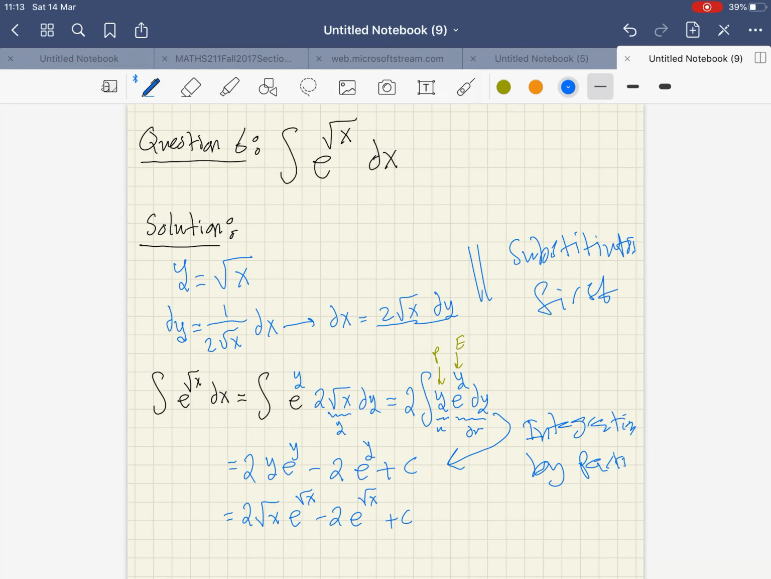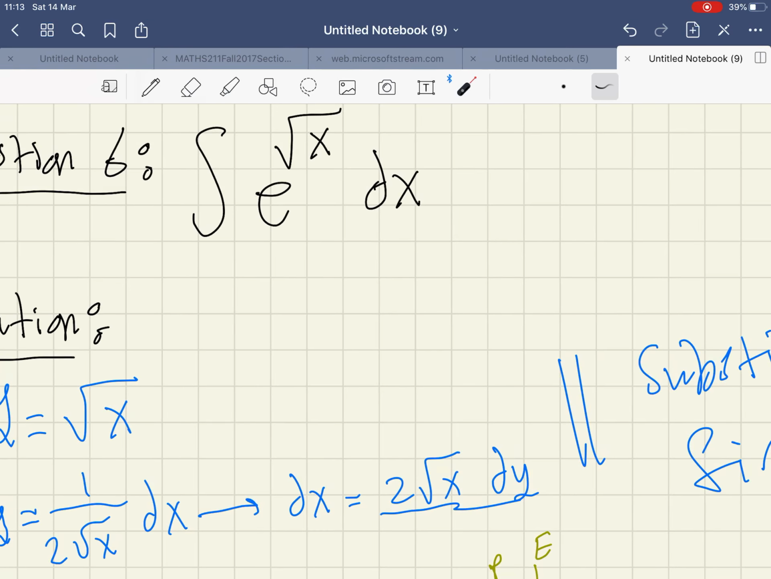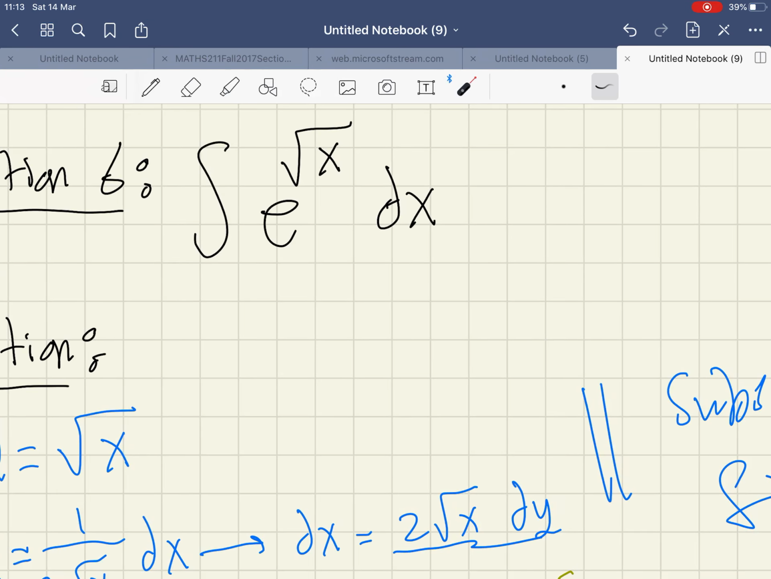Okay, hello and welcome back to question number 6. In this question we have the integral of e to the power of square root of x, and here we don't have two basic functions multiplied with each other. What we have is a function inside the exponential. So the first step we will do is a usual substitution.